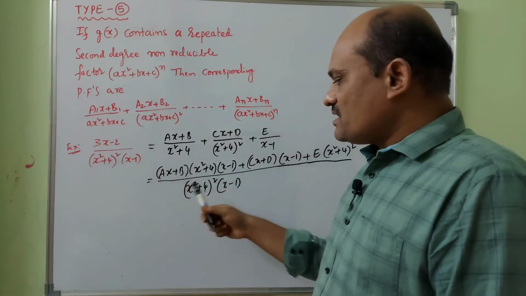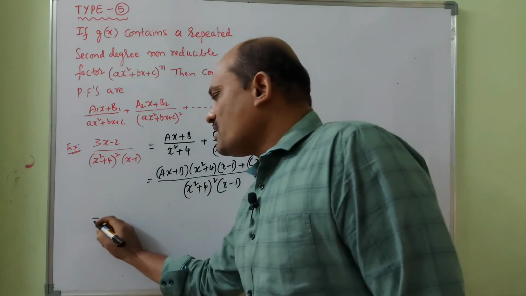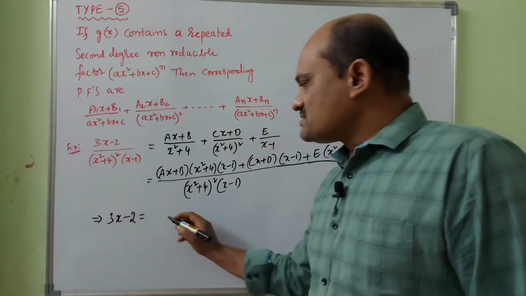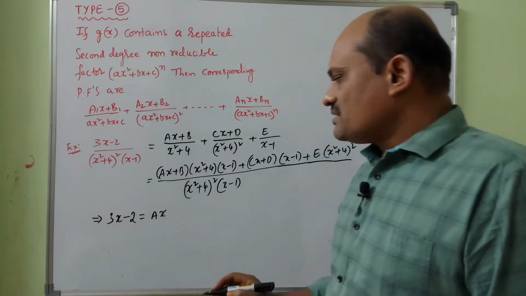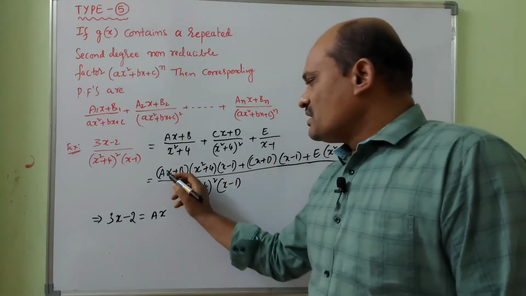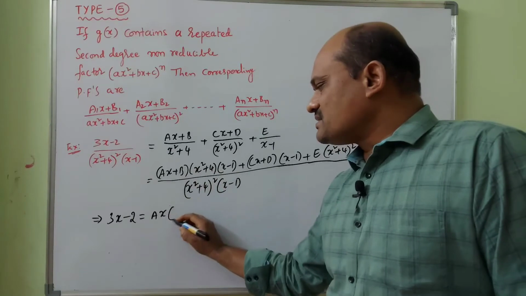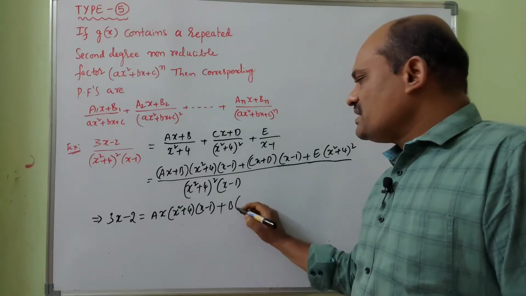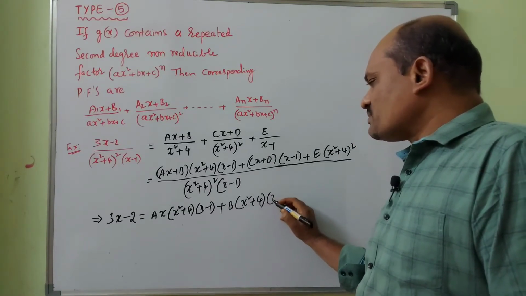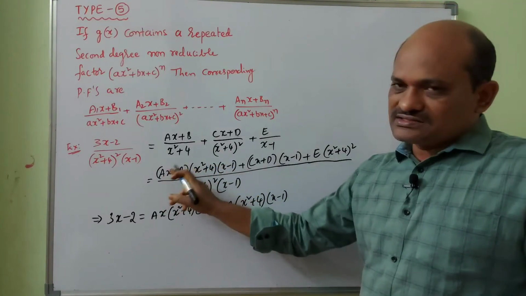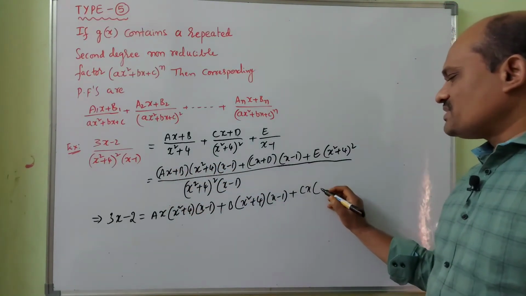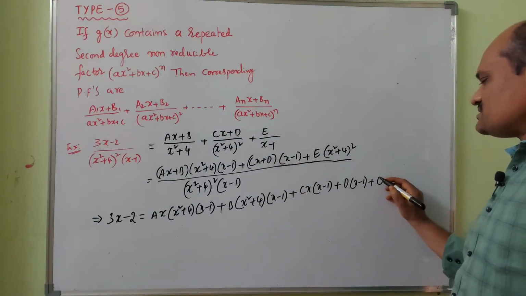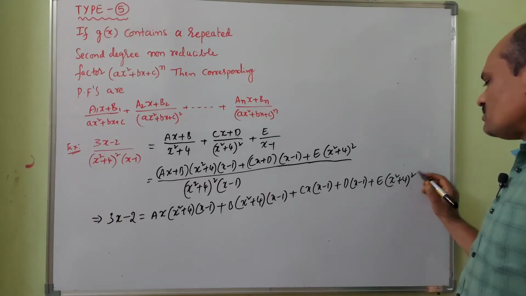Now look, the denominators are equal and the fractions are equal, means you have to write the numerators are equal. Let me write the numerator. (ax) I am writing separately, ax into (x square plus 4) into (x minus 1) plus b into (x square plus 4) into (x minus 1). I am multiplying these two factors separately. Here also I am doing the same thing, cx into (x minus 1) plus d into (x minus 1) plus e into (x square plus 4) whole square.